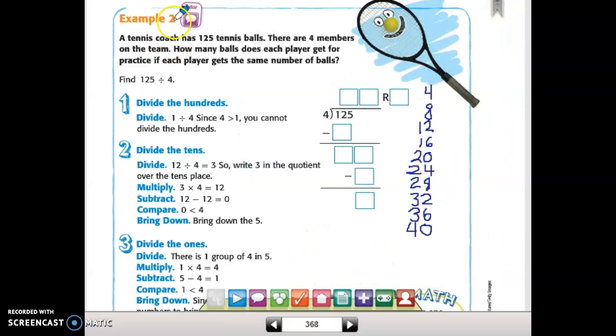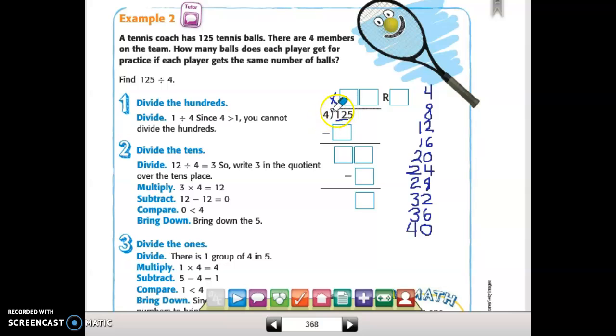And here's example 2. A tennis coach has 125 tennis balls. There are 4 members on the team. How many balls does each player get for practice if each player gets the same number of balls? So I've got 125 and I've got 4 groups. I can't put 100 in each of the 4 groups, which means I'm not going to have a digit in my answer in the hundreds place. I'm going to have to regroup it to be 12 tens.